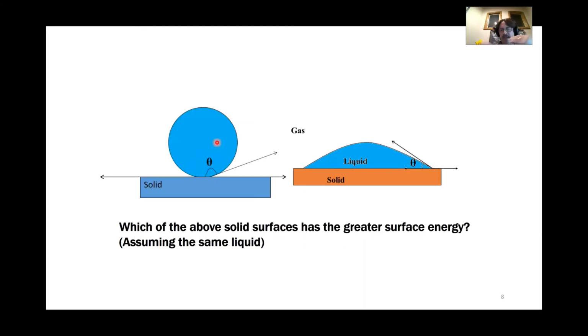Now let's flip things around. Now we're looking at the point of view of the liquid, and again, I should have written liquid there, my bad. We have two liquids that are exactly the same, but now we have two different solids. Which of the above solid surfaces has the greater surface energy, assuming the same liquid? Think about it. Letting you think. This one.